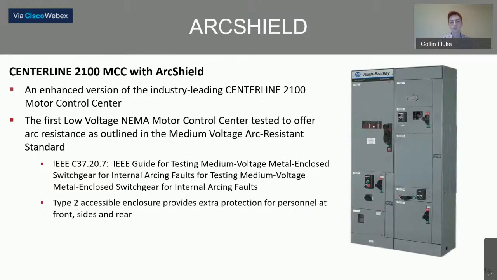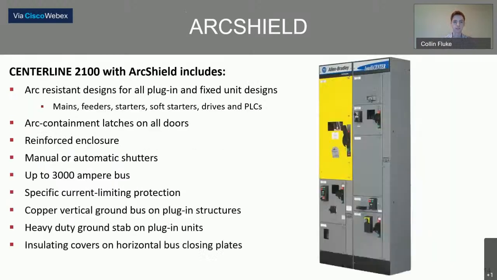So with Centerline 2100 motor control centers, there's also a line of ArcShield motor control centers. So these are built like tanks, and they have higher steel construction. Everything is built to minimize arc propagation. So taking a look at this next slide, we can see some of the features.